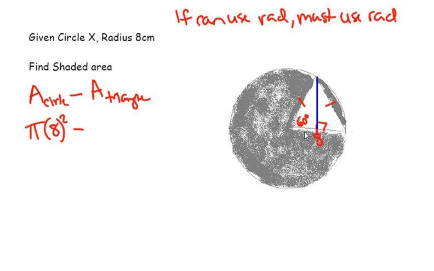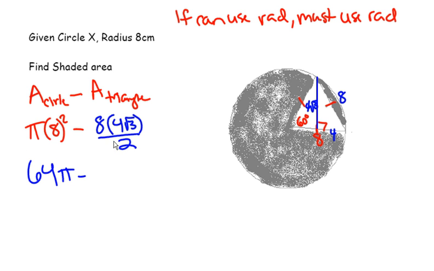And that means we have a base of 8 and we have a height of, well, if this little piece of it is 4 and this is 8, then this is, because it is a 30, 60, 90 right triangle, 4 radical 3. So the area of my triangle is going to be my base 8 times my height, 4 radical 3, divided by 2. All right, so this simplifies to 64 pi. This simplifies to 8 divided by 2 is 4, so 4 times 4 is 16, 16 radical 3, and the whole thing is in centimeters squared.